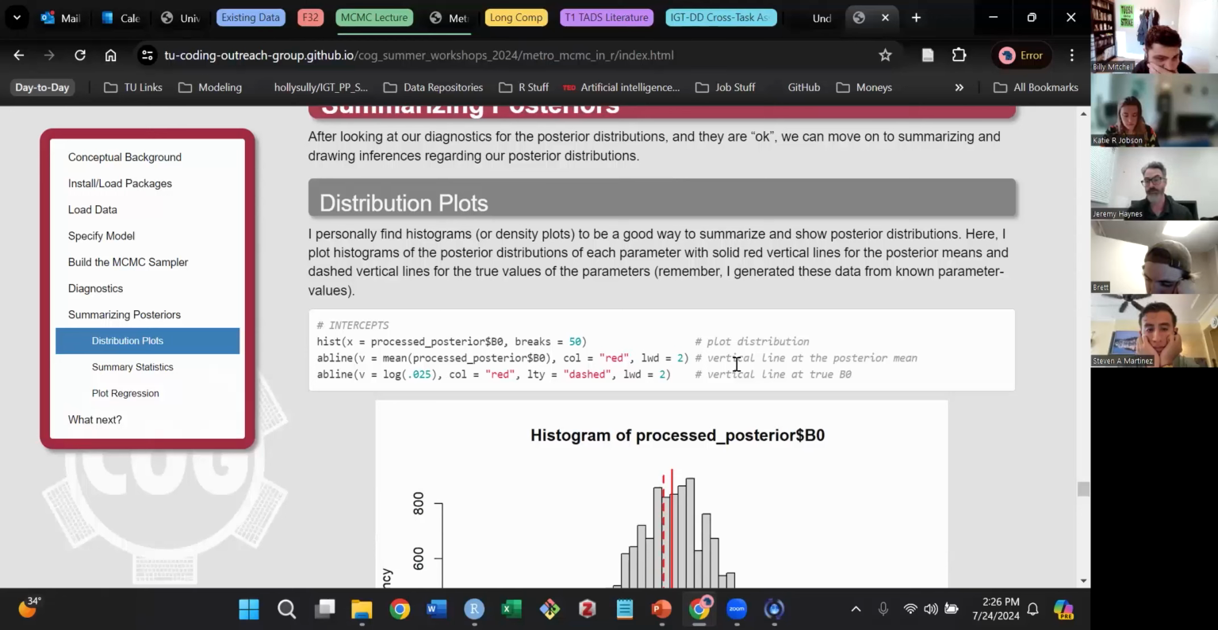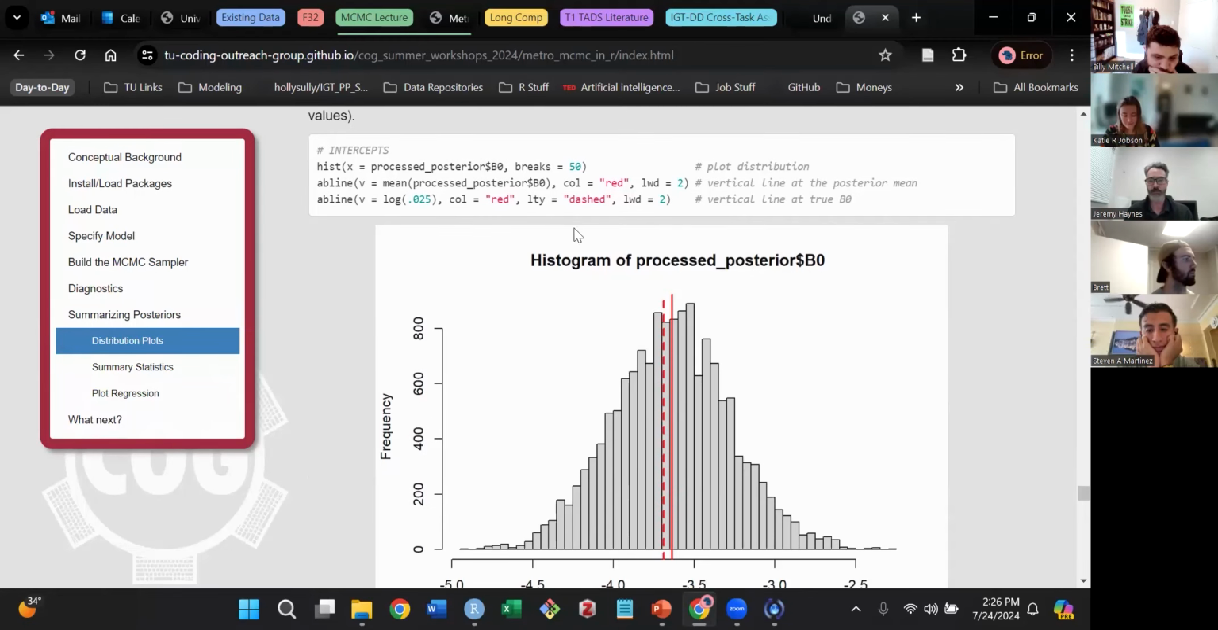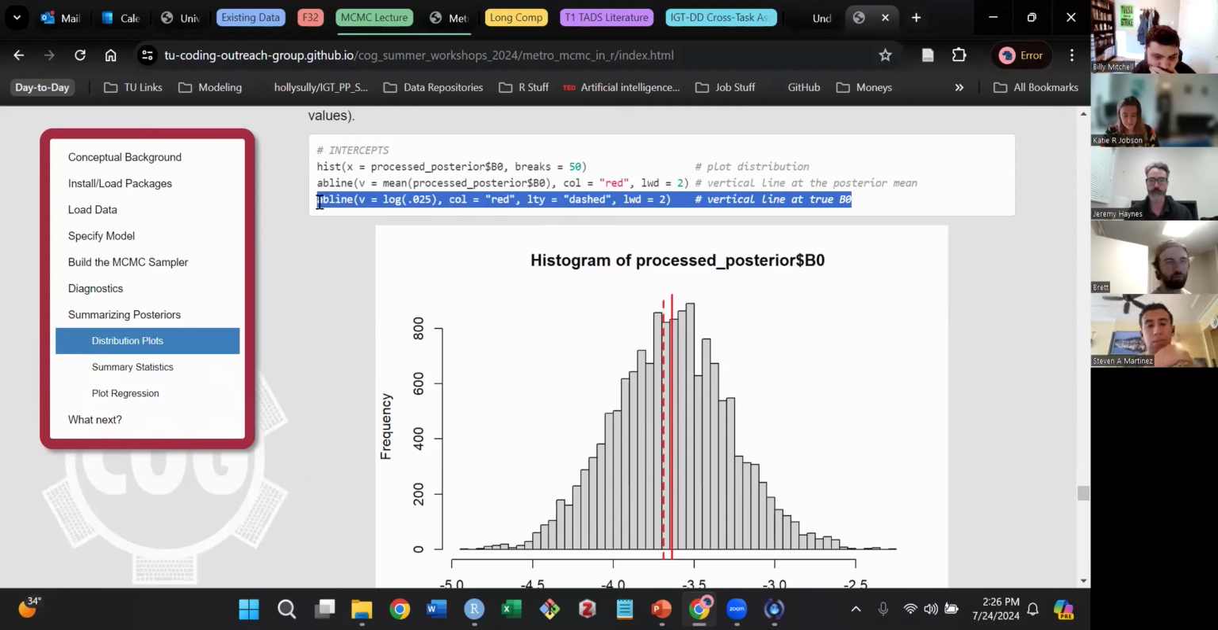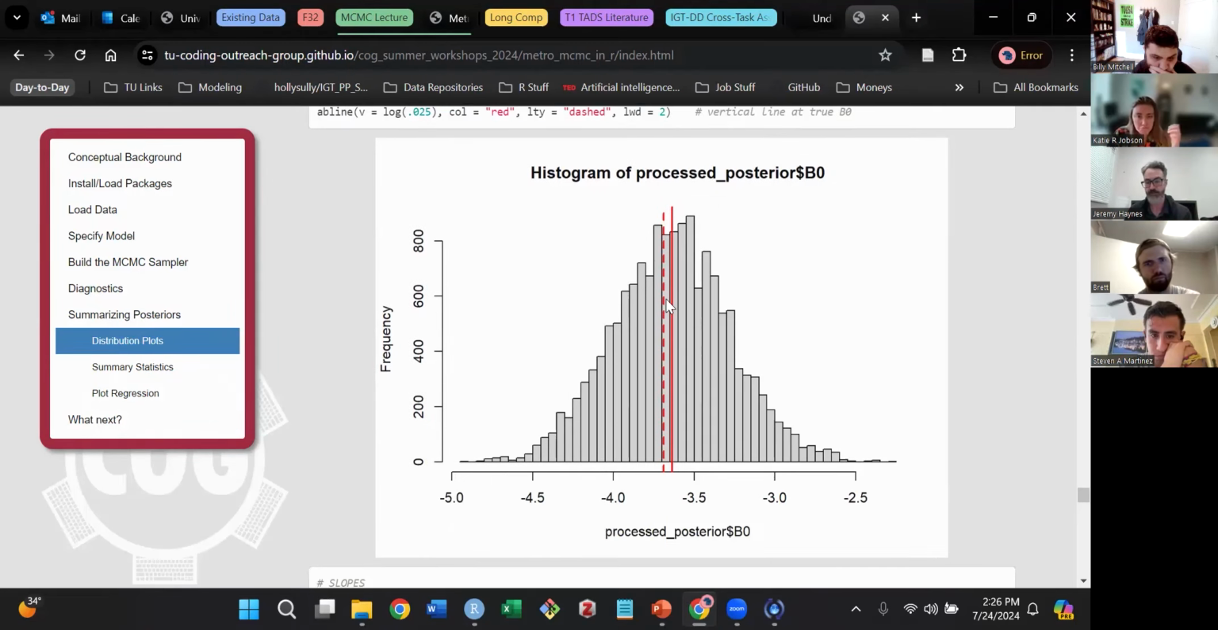I like to use distribution plots because I think they look kind of compelling in papers. Here, because I know the true value of these parameters, we can actually compare them. So the dashed line is the true value for the intercept. The solid line is the estimated value for the intercept. That's the posterior mean. We see here it does a decent job. It's not perfect, but it does a decent job.